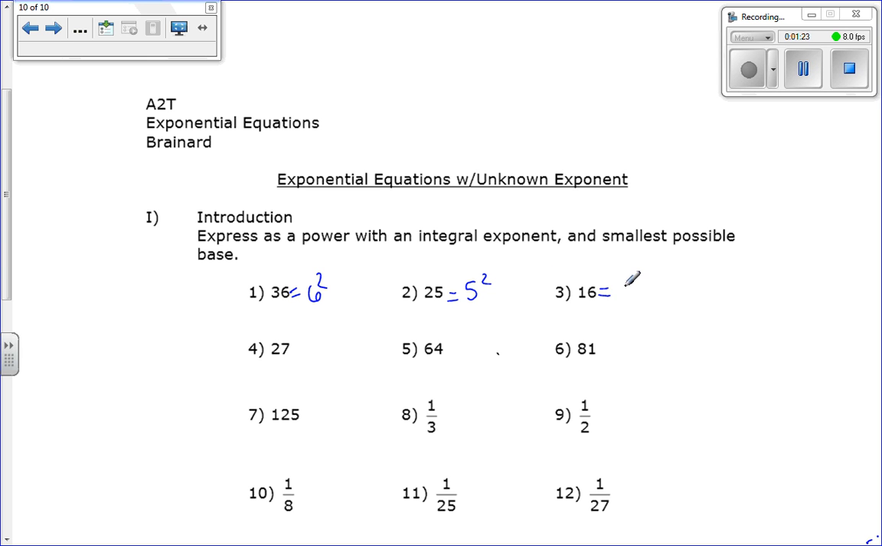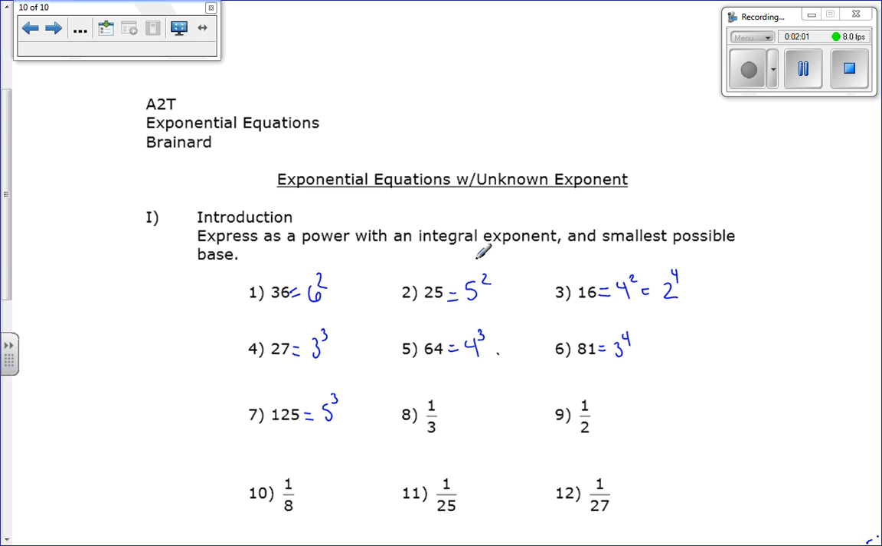16, most people will be inclined to say 4 squared, but that's not the smallest possible base I can have. I can actually have a base of 2, and 2 to the 4th is equal to 16. 27 is 3 to the 3rd. 64, again, most people would like to say 8 to the 2nd, but it's really 4 to the 3rd. 81 is not 9 squared, it is 3 to the 4th. 125 is 5 to the 3rd.